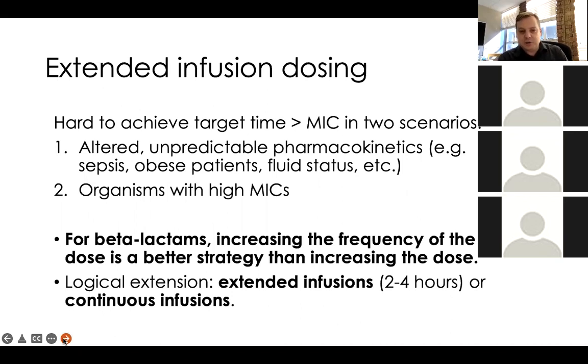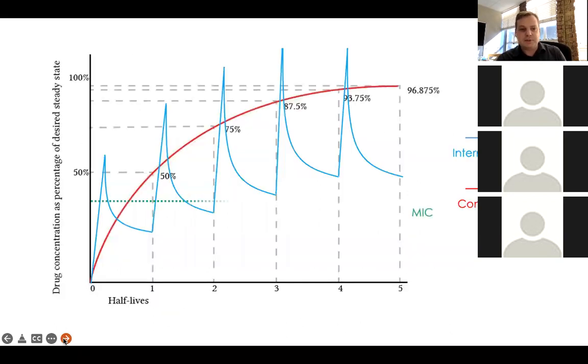And just to give you the concept, because we've covered this in a different talk about pharmacology, here's the MIC in green. This is intermittent dosing. So I give an infusion, I give an infusion, I give an infusion, and you can see it spikes and goes down. But if I just give a constant infusion, you can actually achieve the time above MIC a bit quicker and a bit more reliably in that setting.